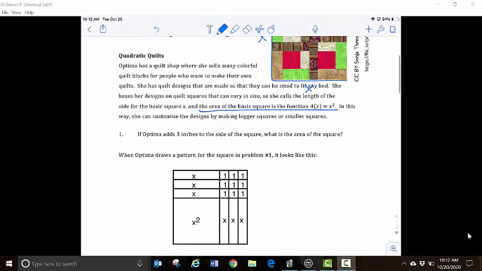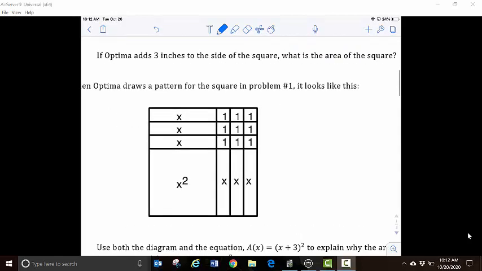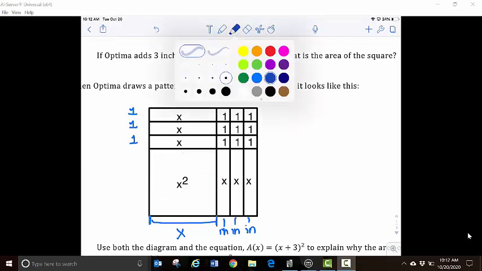Okay? If Optima adds 3 inches to the side of the square, what is the area of the square? Okay, so here's the deal. Here's her basic square, and it has a length of X something, and then she adds 1 inch, 1 inch, and 1 inch on this side, and 1 inch, 1 inch, and 1 inch on this side. Okay? And remember, we talked about these diagrams several times.